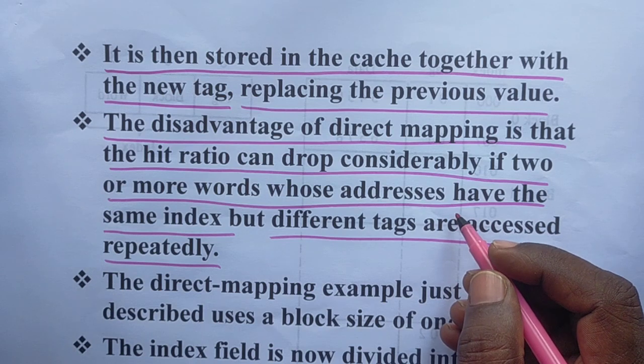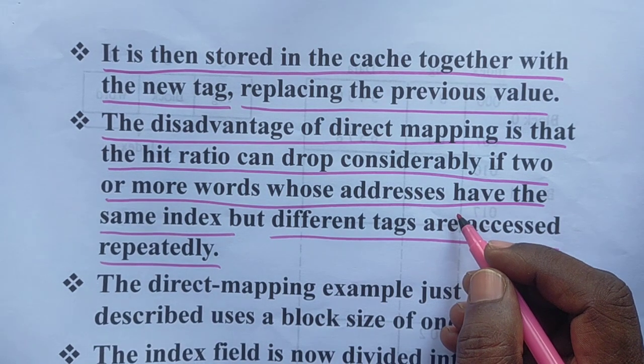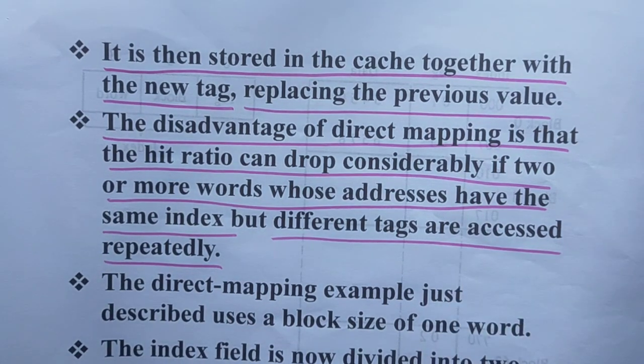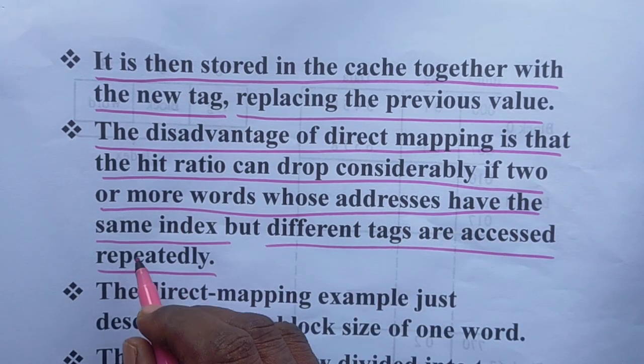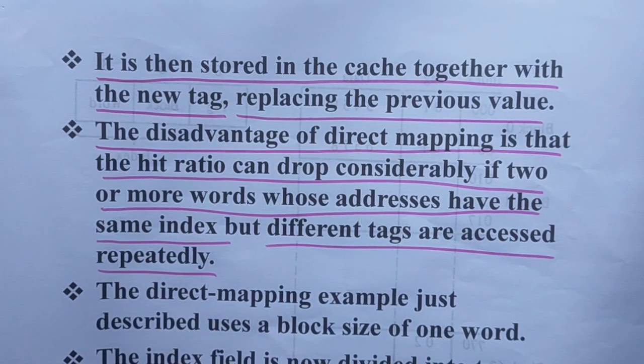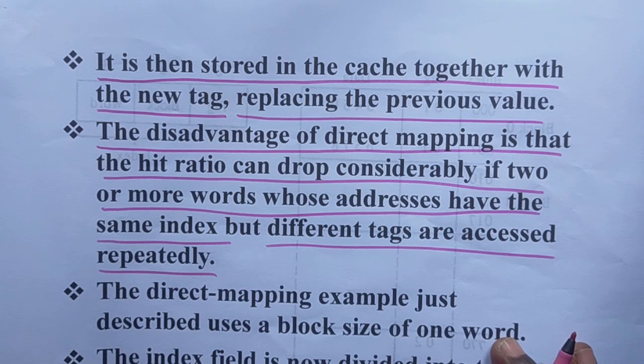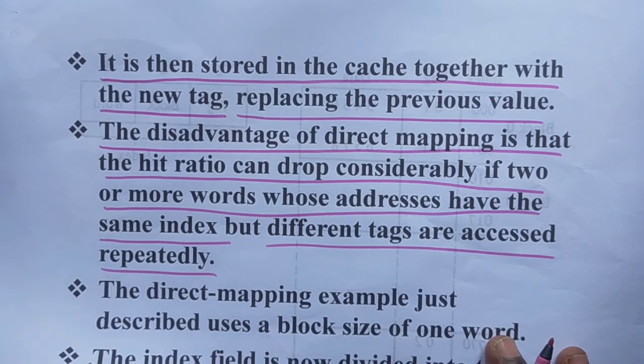For that reason, the disadvantage of direct mapping is that the hit ratio can drop considerably, because with a number of data items, the hit ratio can drop if two or more words have the same index. If the index is the same, how do we find out which particular data needs to be accessed? So there is a problem, and the hit ratio can drop when different tags are accessed repeatedly. That is one kind of disadvantage.